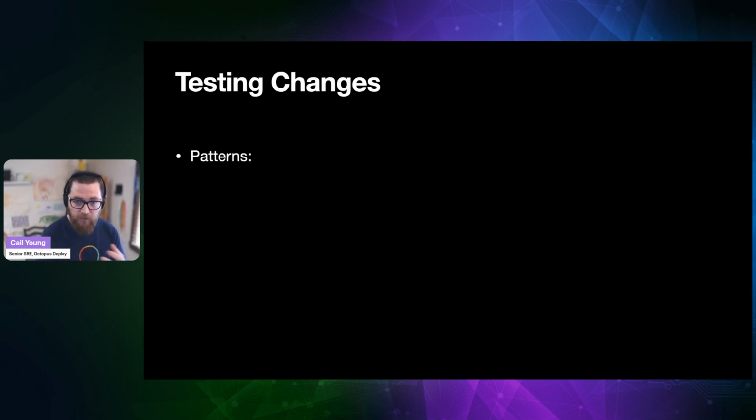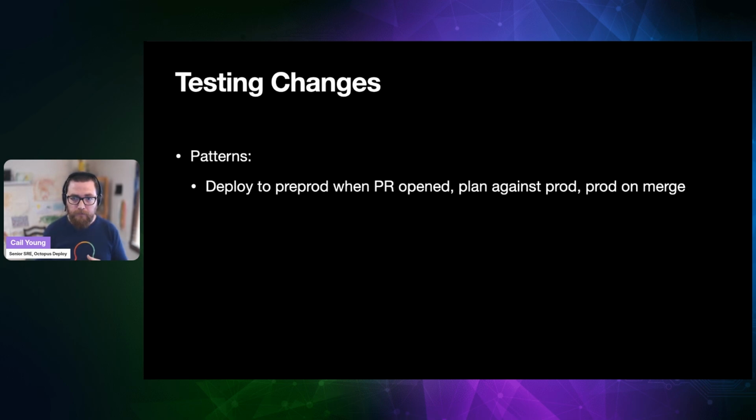Now, there are some patterns to actually run these tests. The simplest one, and one that we use for a lot of services, is you deploy the whole change to a pre-production environment when you open a pull request, but also, as I mentioned earlier, run that planning as production to show you what that's going to look like, and then merge the change and deploy it into production once you've merged.